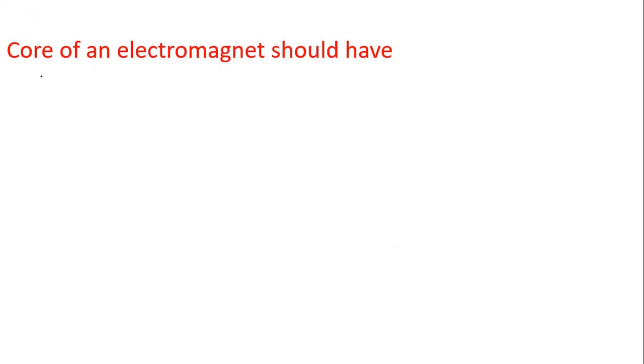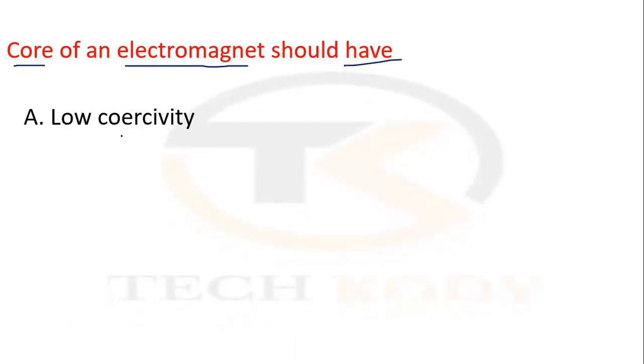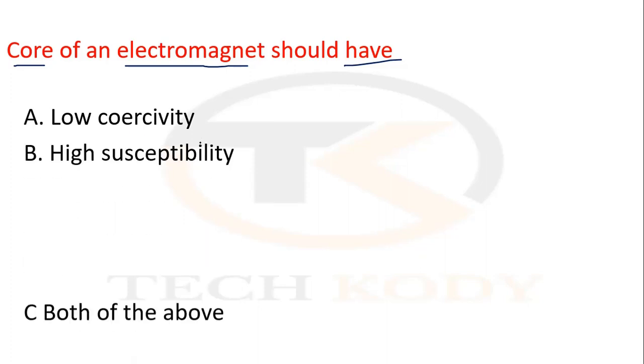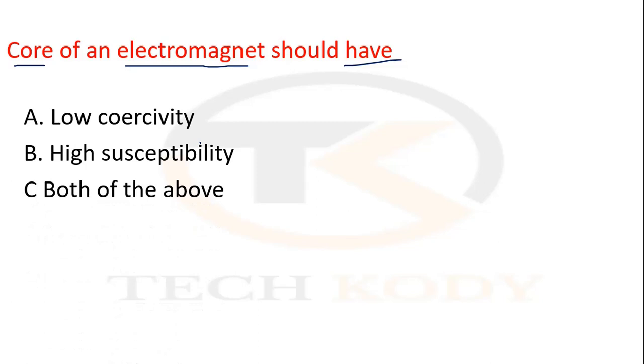Here you can see that the core of an electromagnet should have low coercivity, high susceptibility, both of the above, or none of the above. The core of an electromagnet should have both high susceptibility and low coercivity. Option C is correct.